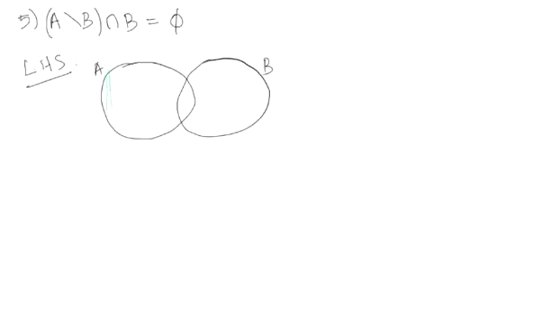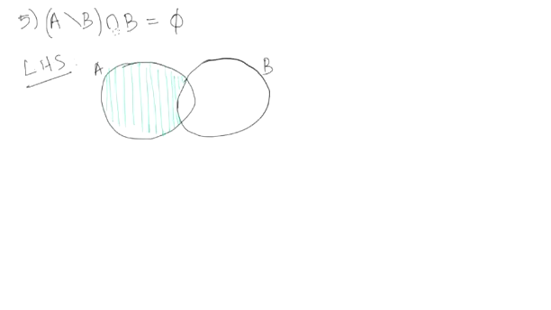A difference B is everything that's in A other than B, this region. So this is A difference B. What is B? B is this circle, right? Is there something intersecting? Is there an intersecting area? No, there's absolutely no intersecting area, and it's kind of easy to think about it.